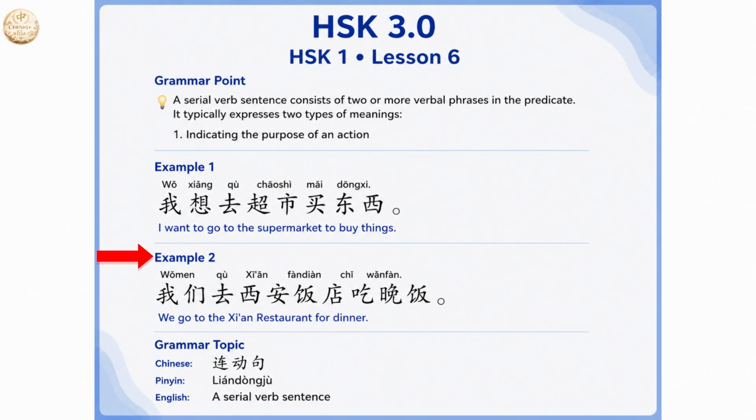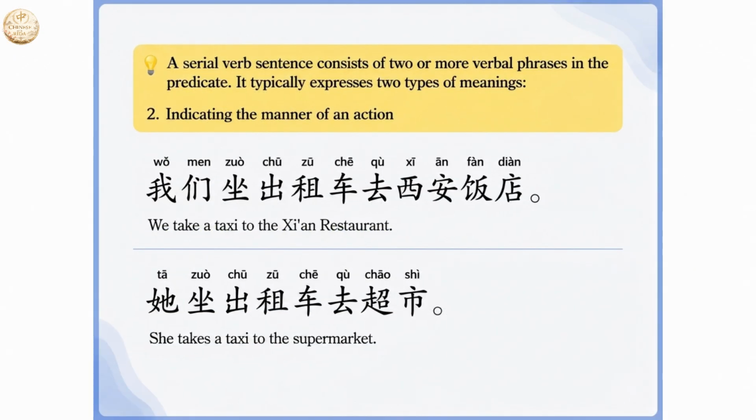As long as the sequence of events makes sense, you can stack the phrases to show exactly why you are going somewhere. Next, let's look at the second way to use a serial verb sentence, indicating the manner of an action. This is where the first verb phrase tells us how the second action is being performed. For example, 我们坐出租车去西安饭店. We take a taxi to the Xi'an restaurant. 坐出租车, take a taxi. In this sentence, 坐出租车 and 去西安饭店 are two verb phrases placed right next to each other. The first phrase describes the manner of the trip, taking a taxi, while the second phrase describes the action itself, which is going to the Xi'an restaurant.